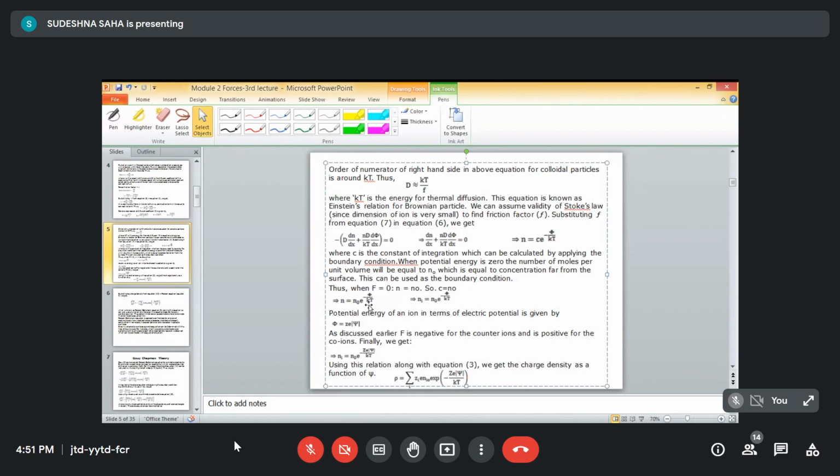Now, once we obtain this equation, the potential energy of an ion in terms of electrical potential can be given by phi equals Ze psi. Already we have written this also.